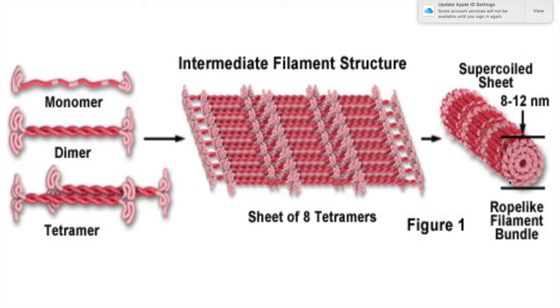This structure can be connected to other intermediate filaments or to other portions of the cytoskeleton via a protein called plectin that physically links those structures together.